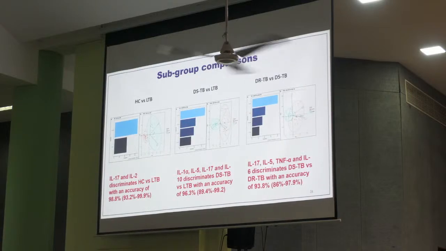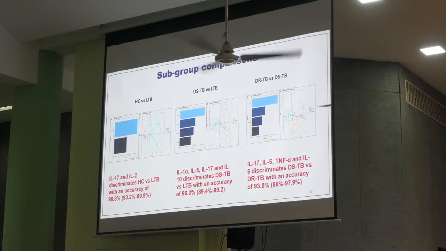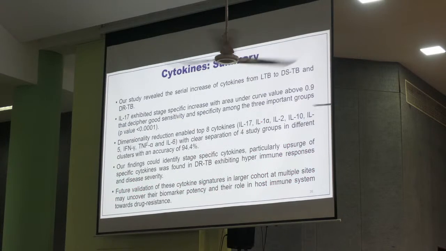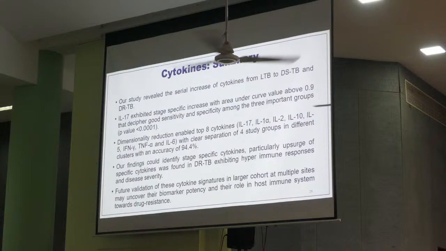This is another subgroup analysis, where a combination of 2, 3 or 4 cytokines can differentiate the different groups of patients. This is the summary: IL-17 can give a better discrimination, and a combination of IL-17 along with 5 other cytokines can differentiate DRTB. Future validation of the cytokine signatures in a larger cohort from multiple sites can be useful for the diagnosis of DS and DRTB.